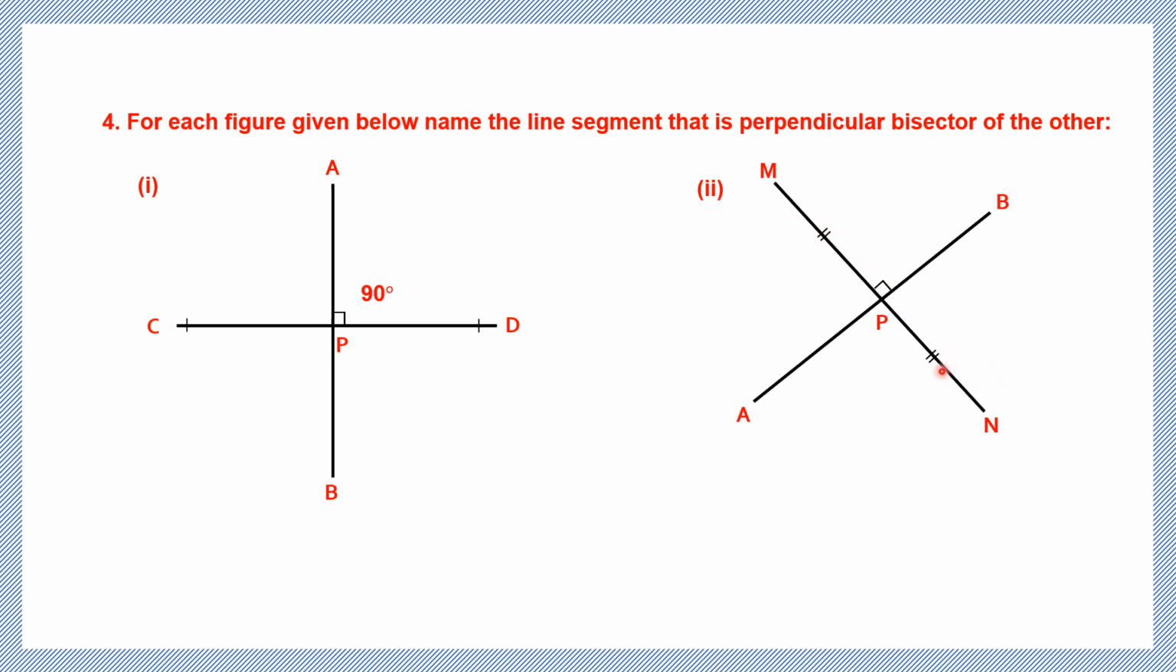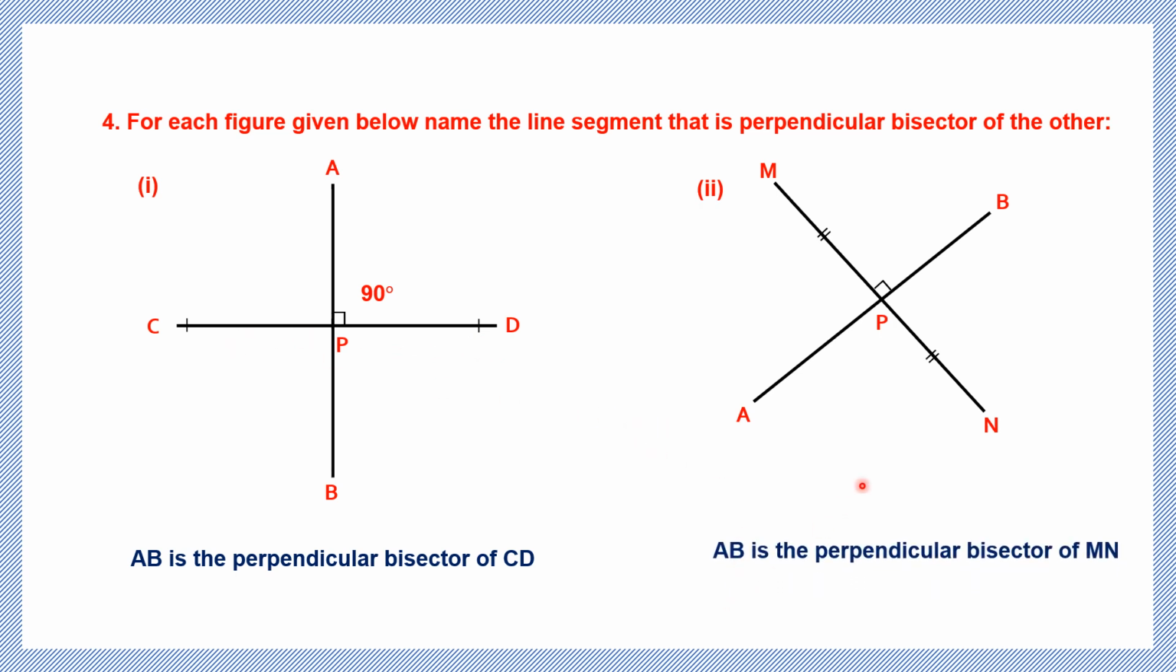So MN is a line that has been cut into two. Here also CD is the line that has been cut into two equal halves. So let's write AB is the perpendicular bisector of CD. So AB has cut CD into two equal halves. Similarly for this one, AB has cut MN into two equal halves. So that is called the perpendicular bisector of MN.